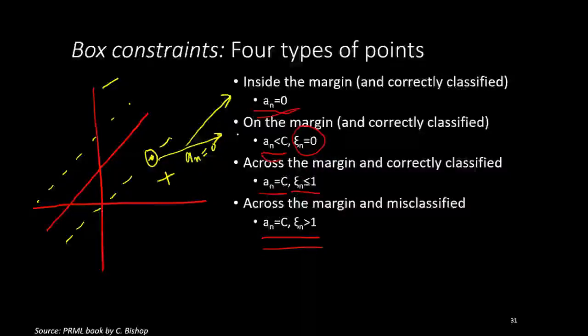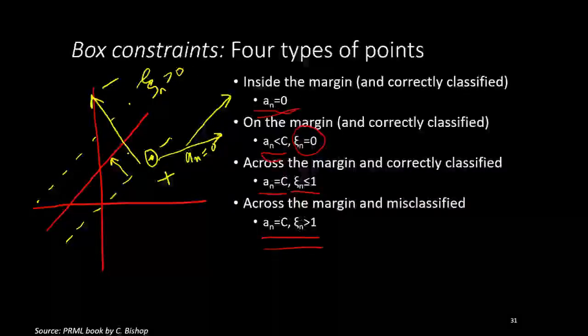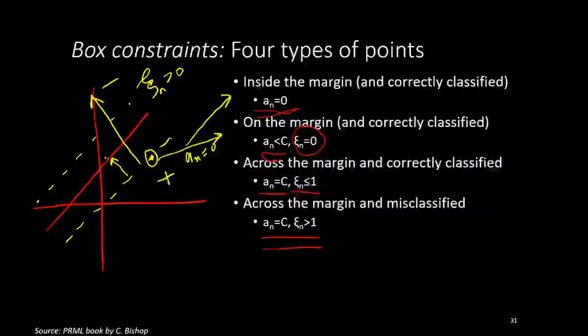It is greater than 0, but it is not C yet. It has not become C yet. Okay. And xi is still 0. Slack variable is still 0. Anything across the margin, xi is going to be greater than 0. Okay. Up to the boundary, xi is going to be less than or equal to 1. After the boundary, it is going to be greater than 1. Alright. And any point that intrudes into this space or gets misclassified, for that alpha is going to be exactly C.